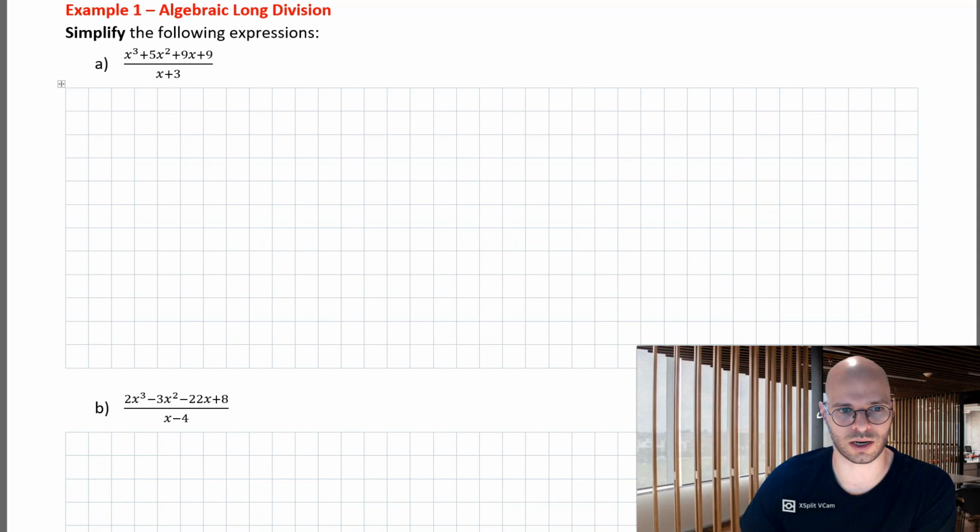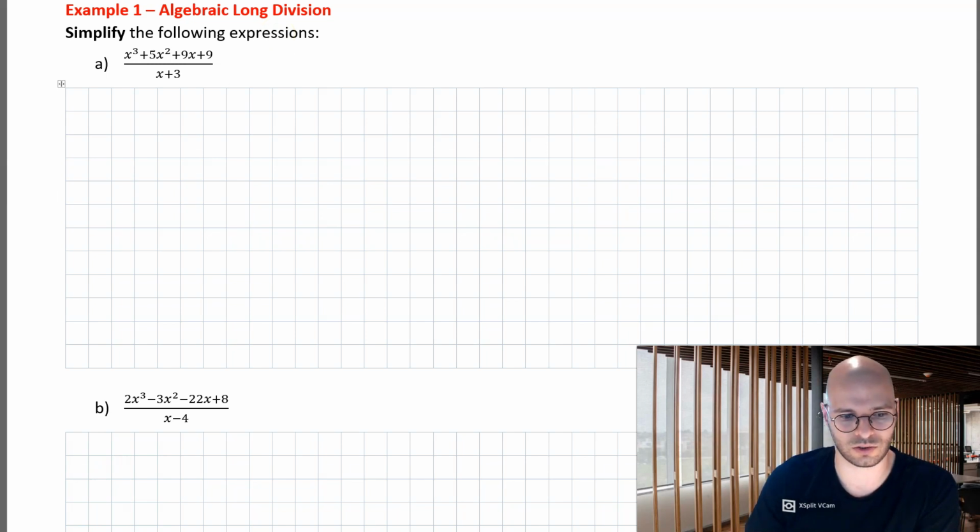We have example 1: simplify the following expressions. We are presented with the expression x cubed plus 5x squared plus 9x plus 9, all over x plus 3. What we would like to do is simplify this algebraic fraction using algebraic long division. This is going to be done in a number of steps.